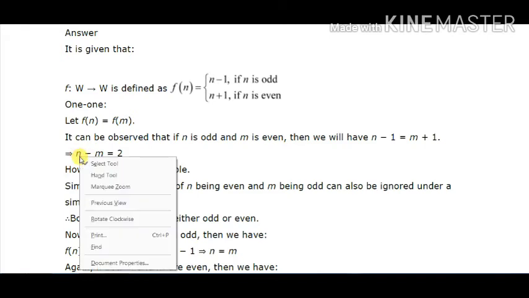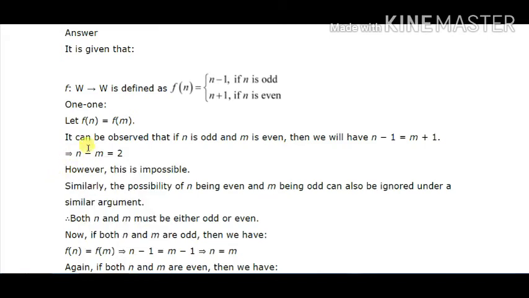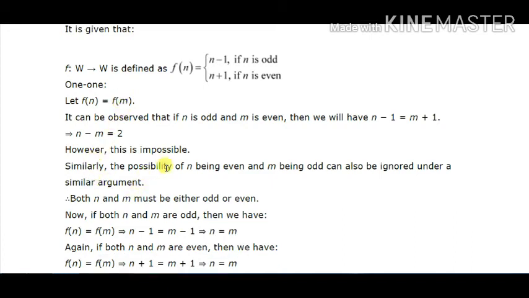This means one was even and here n was odd and m was even, but the difference of both is coming out to be 2. So it is never possible for the difference of an even and an odd number to be 2. It is always an odd number. So this possibility is not possible, that if one number is odd and the other is even, then f(n) is equal to f(m). Now similarly we can show that if n is even and m is odd, then that also cannot be possible.